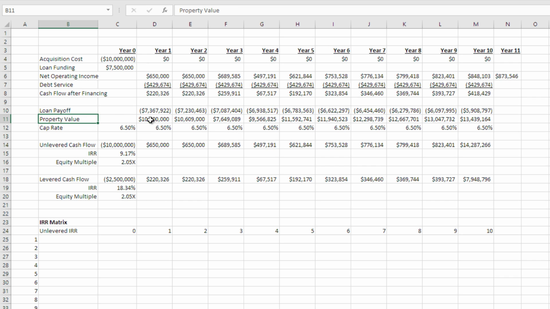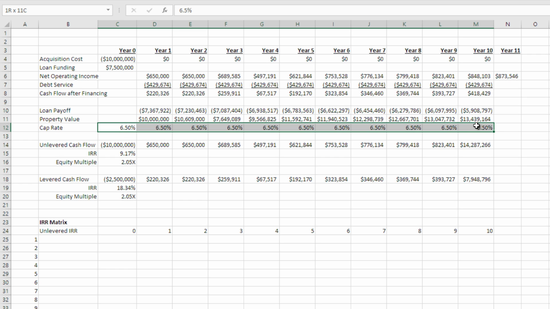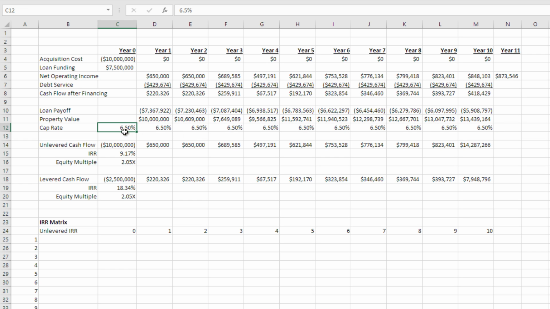Then I need a property value. And to get that, I'm going to cap the following year's NOI by some cap rate that I feel is appropriate for that given year. In this case, again, being overly simplistic, I'm assuming the cap rate stays constant at 6.5%. That's our going-in cap rate. That's going to be our exit cap rate. And then for each year, I'm taking the following year's NOI and capping it at that year's cap rate to arrive at that property value.